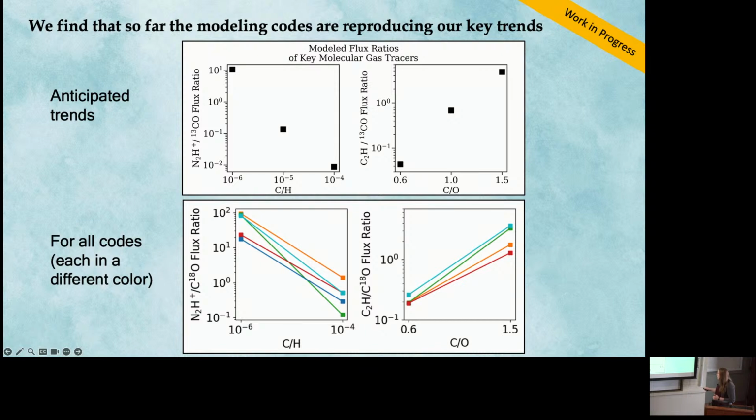And we see, again, for the models that I have shown here, the same increasing trend between C2H and C to O. So this is encouraging, although we are seeing a range of different values in the fluxes for each of these points, they at least agree on these chemical trends, that the tracers that we picked should be working to trace the quantities that we care about. So more to come from this in the future.